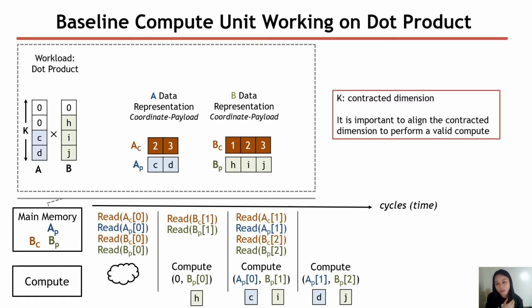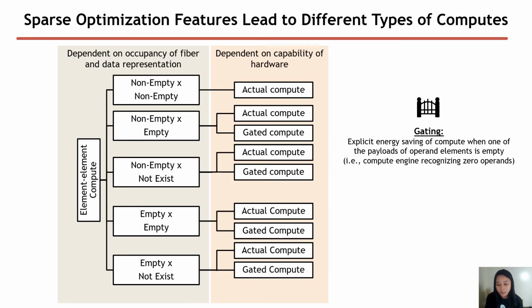So this is how the baseline compute unit will work, and as you can imagine, we are having different types of computes. There is really no space for me to show which one is which type, but I think it's pretty straightforward to figure out which compute belongs to which. So for example, the first compute is really a non-empty with a non-existent. The second compute is non-empty, non-empty. The third compute is non-empty, non-empty.